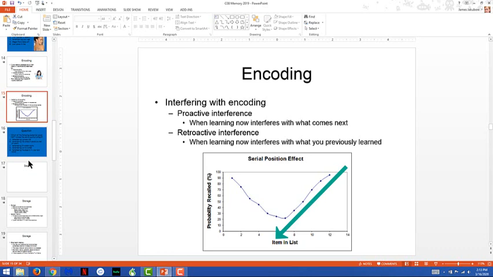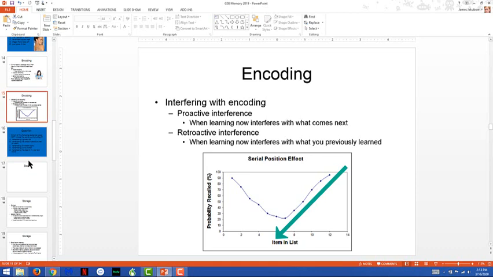So the first item in a list would be degraded by the second item in the list, and then the third item in the list and the second item in the list would both degrade the first item. And then the fourth item in the list and the third item in the list and the second item in the list would all degrade anything that came before it, and so on and so forth, so that your memory would always be least good for the first item of the list and always best for the very end of the list.